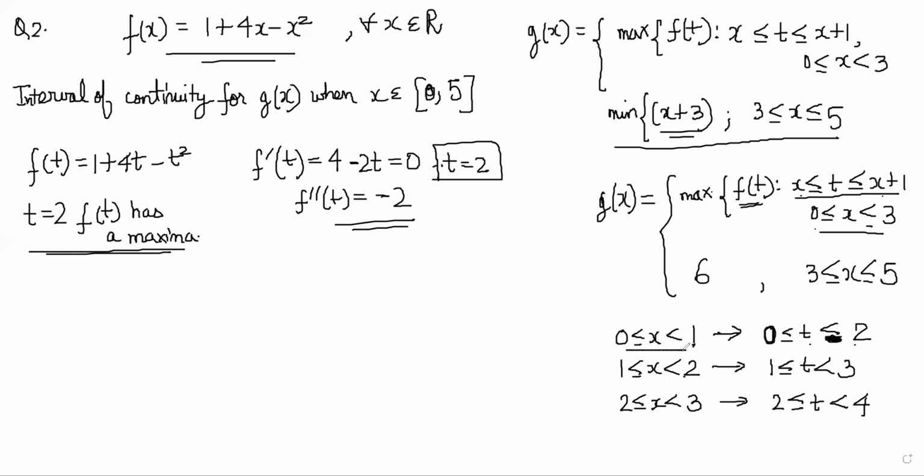So if 0 is less than x is less than 1, the maximum of ft we have to find. And ft is in this range, right? Maximum of ft. t is less than 2. So okay.